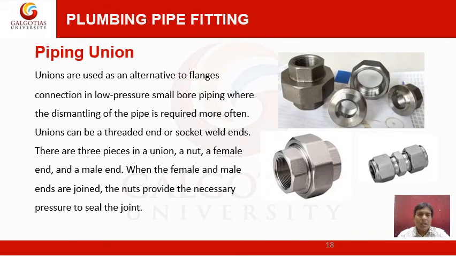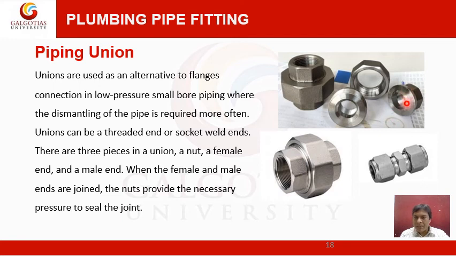Piping unions. Unions are used as an alternative to flanges. Connection in the low pressure small bore piping, where the dismantling of the pipe is required more often. Unions can be threaded end or socket weld ends. There are three pieces in the union: a male part, a female part and a nut. When the female and male are joined, the nut provides the necessary pressure to seal the joint.